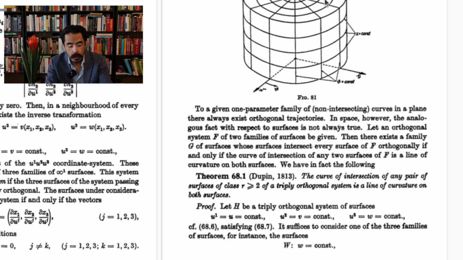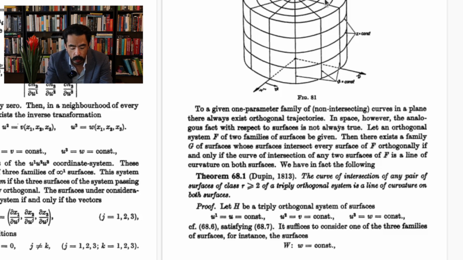To a given one-parameter family of non-intersecting curves in a plane, there always exist orthogonal trajectories. In space, however, the analogous fact with respect to surfaces is not always true. Let an orthogonal system capital F of 2 families of surfaces be given. Then there exists a family capital G of surfaces whose surfaces intersect every surface of F orthogonally if and only if the curve of intersection of any 2 surfaces of F is a line of curvature on both surfaces. We have in fact the following.